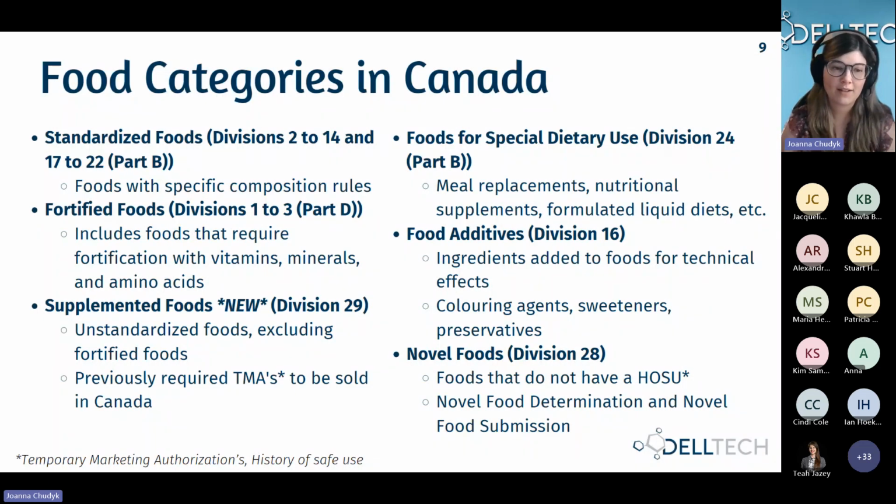So if you ever suspect a food is novel, then there are a number of steps that you'll need to take before selling your product in Canada. And we'll go into a bit further detail of that in the FAQ section as well.